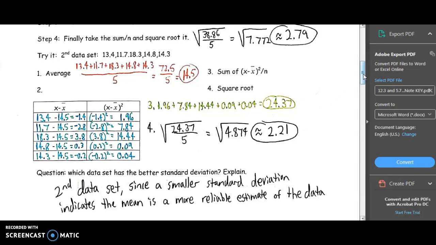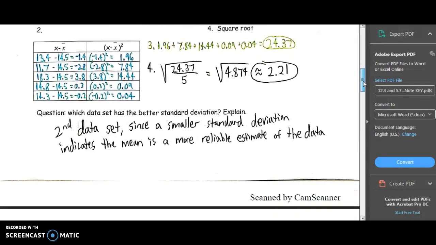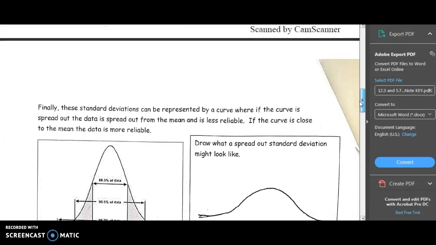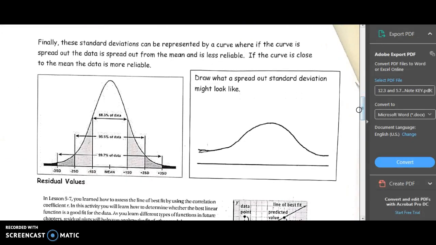So again, a smaller standard deviation is what we're looking for if we want a better estimate with that mean. We can see this in what we call, and you'd see this in stats as well, a normal distribution. Standard deviations can be represented by this curve, where the curve is spread out, the data is spread out from the mean and is less reliable.